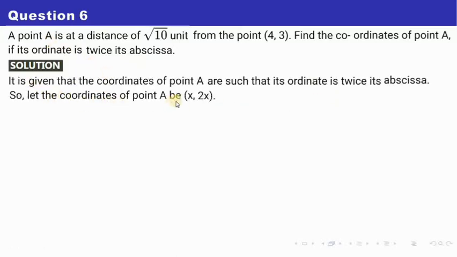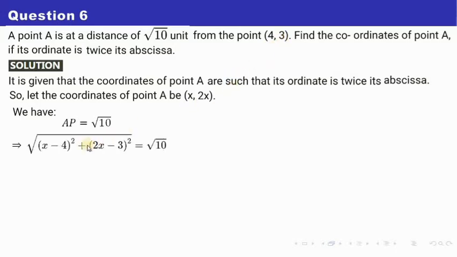So as I said, let me take the coordinate to be (x, 2x). If I call this other point P, then what is given? AP. This is my A and this is my P, so the distance between them is AP. So AP is given to be root 10. Now see here carefully. If I call this x1, y1 and this x2, y2, then this becomes the square root of x2 minus x1 whole square plus y2 minus y1 whole square.